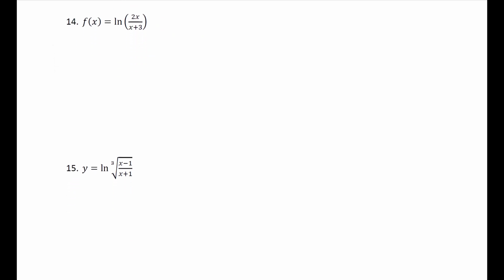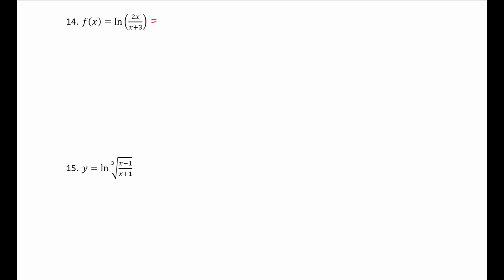Alright, so 14. f of x equals natural log of 2x over x plus 3. If you can use your natural log properties from algebra to simplify first, it is always going to make your life easier. Because looking at this right now, if you try to just attack this with brute force from the beginning, what's going to happen? You're going to end up having to do 1 over a fraction times the derivative of a quotient, so having to use the quotient rule in there. And that's going to just be ugly algebra. Now, I'm not saying you can't do it that way, but you're more likely to make a mistake if you do.